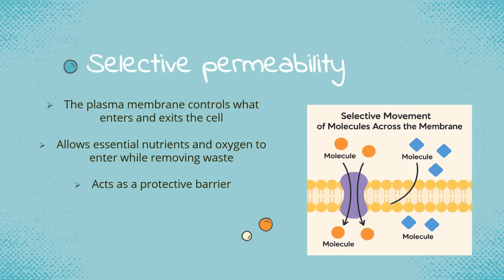The selective permeability: the plasma membrane controls what enters and exits the cell, allowing essential nutrients and oxygen to enter while removing waste, and acts as a protective barrier.